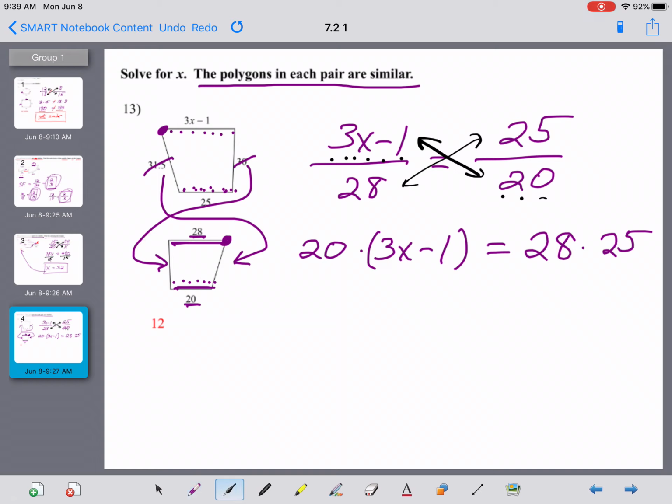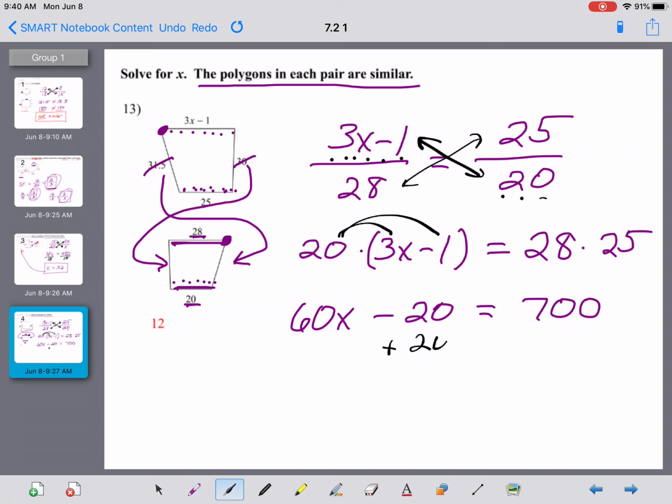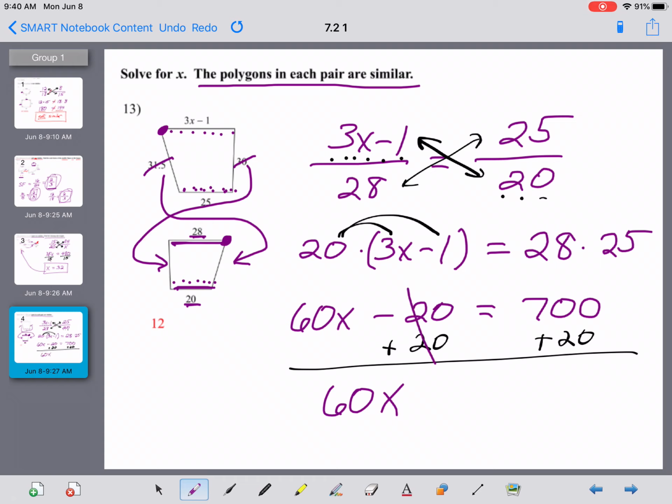Okay, so I would imagine that everybody, actually I would do this a little bit differently, but nobody in the world agrees with me. Everybody's going to want to distribute that 20 in there, so we'll go with that. 20 times 3x is going to get us a 60x minus 20 times 1 is 20, and that equals 28 multiplied by 25, which is going to be 700 on the nose. All right, we're going to add a 20 to both sides here. And that's going to get us a 60x, those 20s cancel, equals 720.